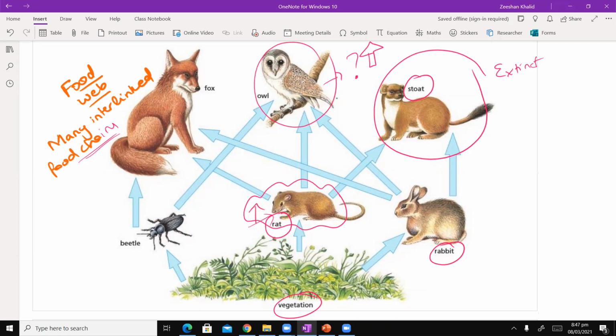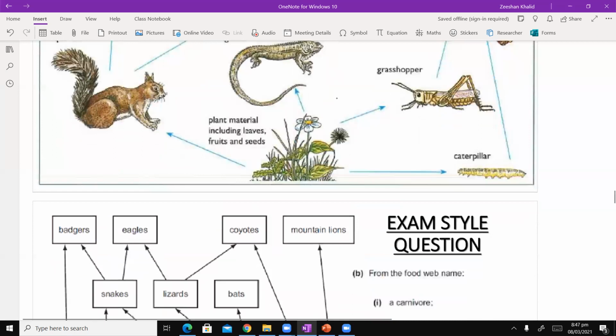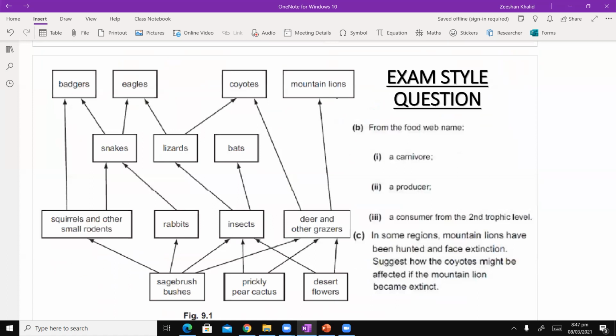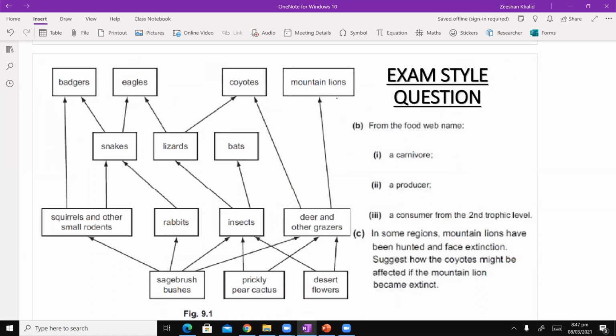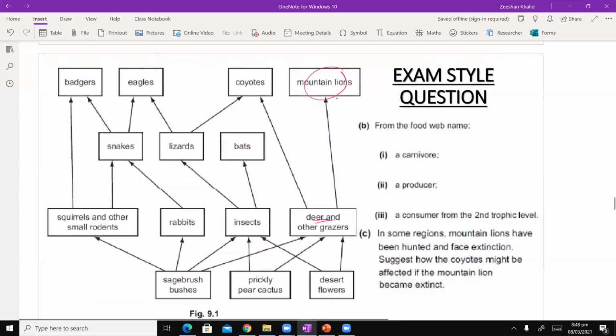I just want to give you a slight example. This is another picture that I have for explaining what a food web is. So let's look at this exam style question, बच्चों. ये उसने एक आपको food web दिया हुआ है. Clearly, it's quite an entangled food web. It says from the food web, name a carnivore. Just one carnivore. I mean, कुछ भी ले सकते हैं. देखिए, mountain lions are consuming deers. So can we say mountain lions are carnivores? क्या ख्याल है बच्चों? Yeah. Okay, so mountain lions.